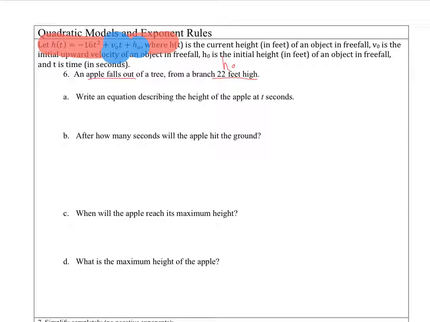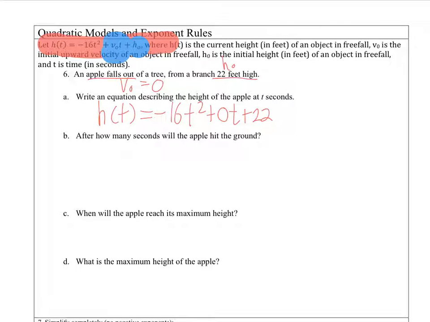If it falls out of the tree, that doesn't mean it's being pushed or thrown. That means that my initial velocity is going to be 0. These are really important things to keep in mind. So for the equation, my height is equal to negative 16t squared. Again, I'm really just copying this from up there. V sub 0 is 0, so plus 0t, and then plus 22. And I'm done. My equation is complete, and I don't need to do anything else with that.